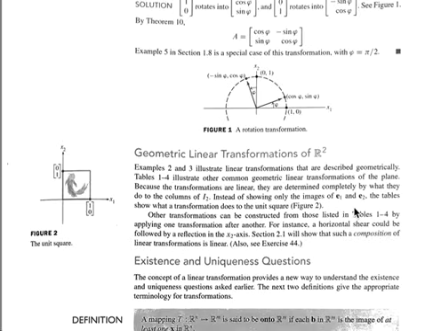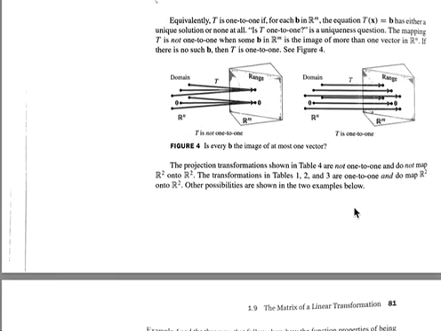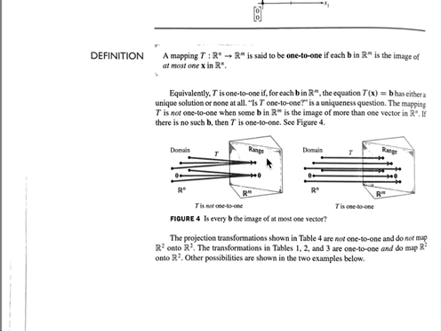Wait, where was the? I thought there were more point and stick diagrams, but I suppose not. We'll look at this one for one-to-oneness. Okay, so now back to one-to-oneness. So Tx equals b has either a unique solution or none at all.